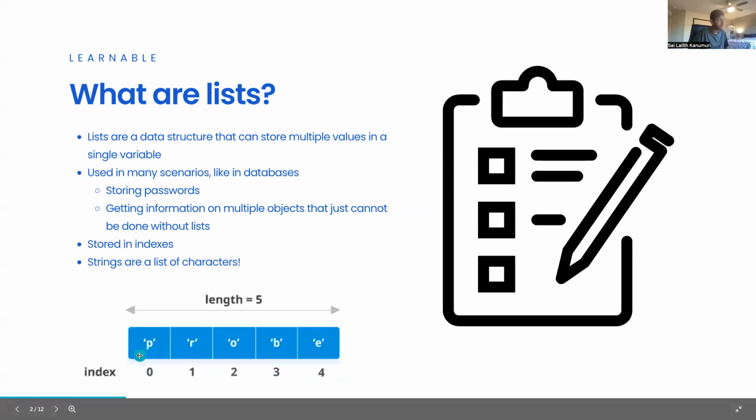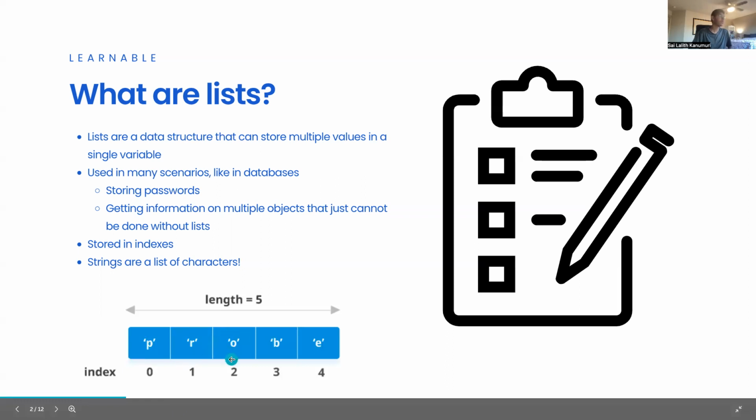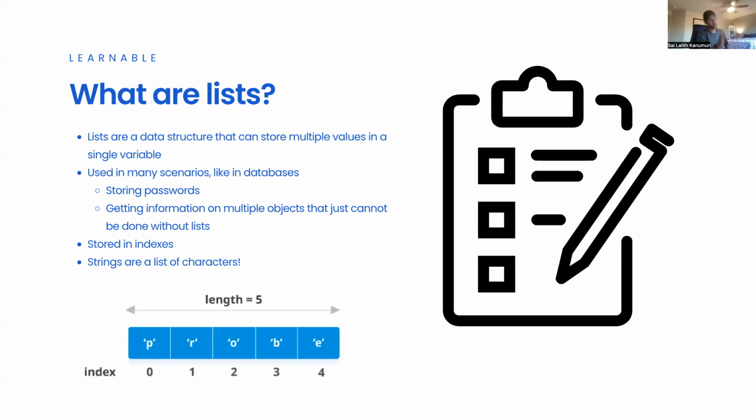So if this is a string, the word probe, the P in the word probe is index 0. The letter R in the word probe is 1. The letter O in the word probe is 2. The letter B in the word probe is 3, and the letter E in the word probe is 4. That is a mouth twister. You should actually try that for all of this, but we can do that after the class.